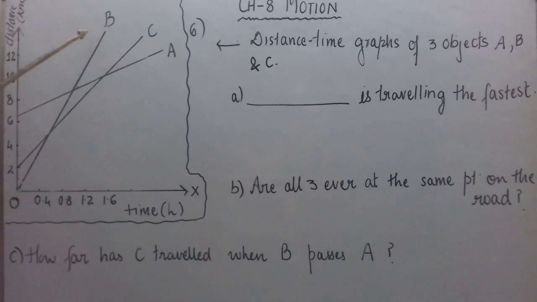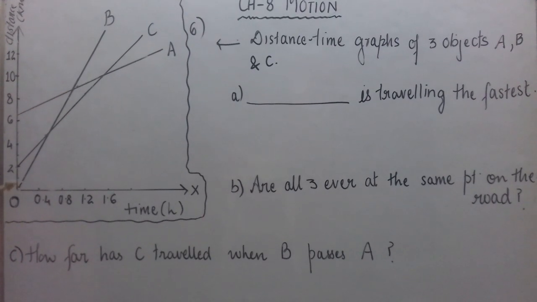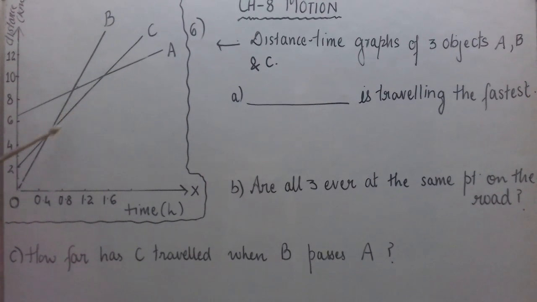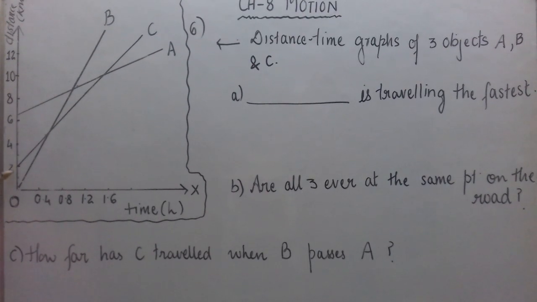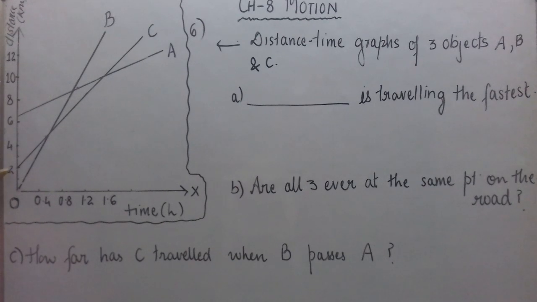If we look at the graph of object B, it starts from O, that is the origin. It means it is at 0 kilometer distance, at the origin, when the motion started. Object C is at this point. C's graph starts from here. It means object C is 2 kilometers away from the origin. So first of all, you should be able to tell what type of graphs these are, what units are used, and from which positions the 3 objects start.